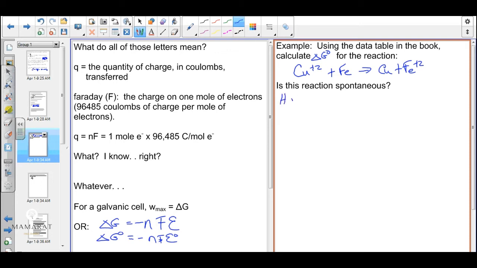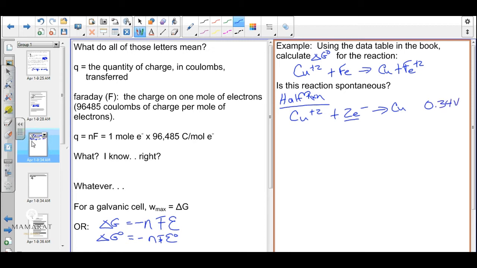Well, let's take a look at the half reactions. We have one half reaction where Cu2+ plus 2 electrons gives us Cu. Now you have to ask yourself, is this oxidation or is this reduction? Well, we know it's reduction because we are gaining electrons. The electrons show up on the reactant side. So if we look on our data table in that book that I showed you, you get 0.34 volts.